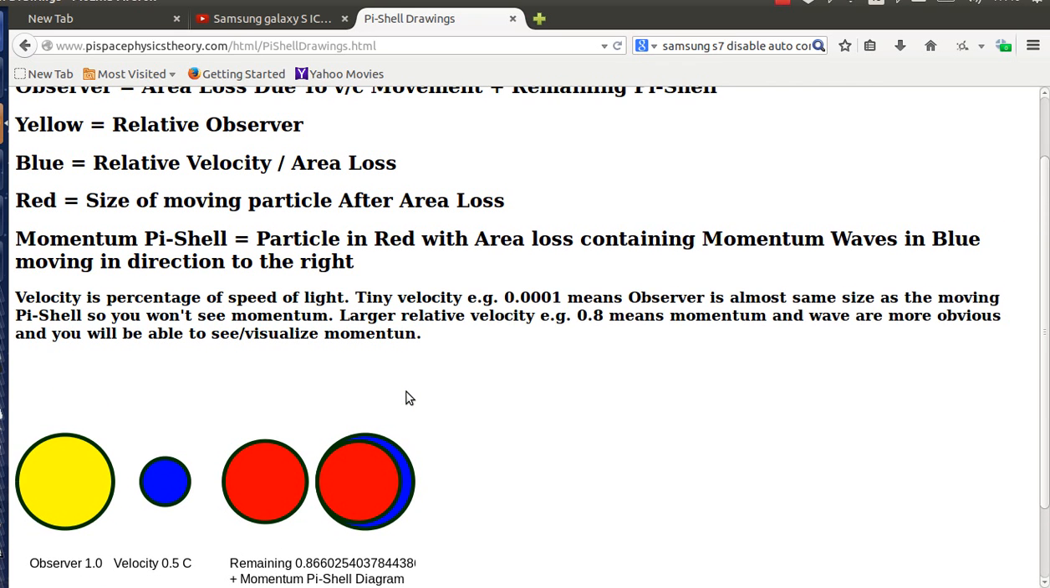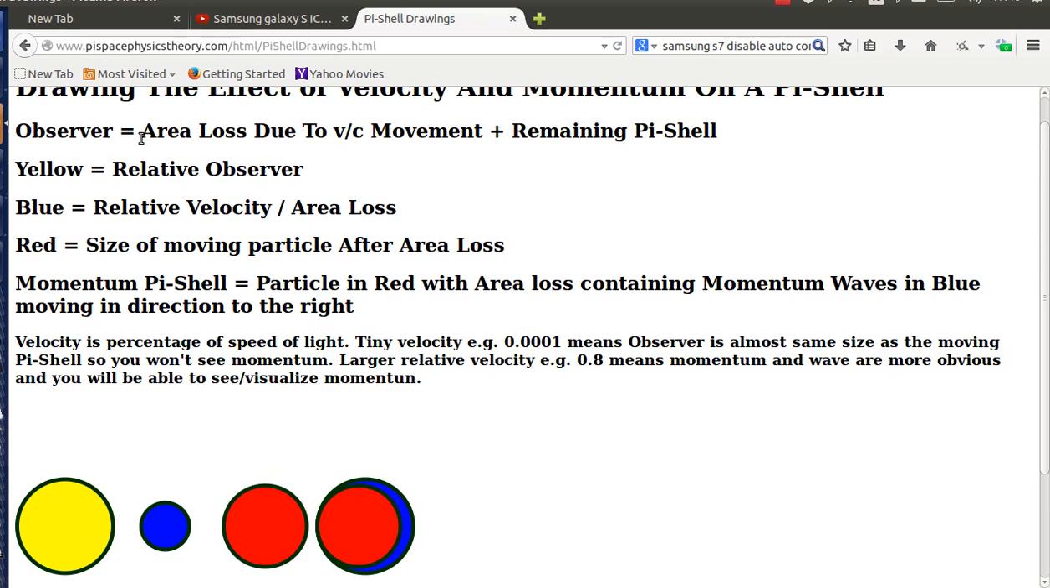So I'll just go over it again. The observer is the yellow, is the area loss due to movement, and the remaining pi shell. The yellow one is the relative observer. The blue one is the relative velocity, which is the area loss. The red one is the size of the moving particle after the area loss, which is this one. And then the momentum pi shell is the particle in red with area loss, containing momentum waves in blue, moving in the direction to the right.